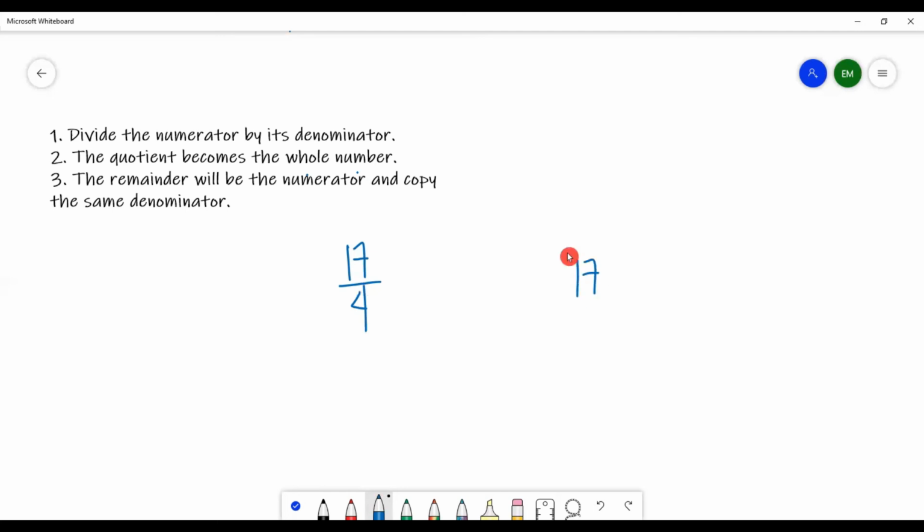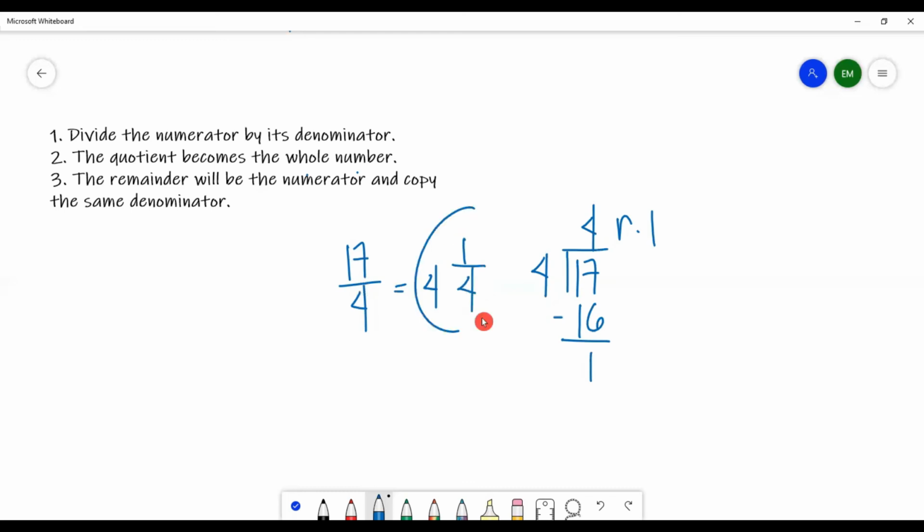We divide 17 by 4. 17 divided by 4 is equal to 4. 4 times 4 is equal to 16. 17 minus 16 is equal to 1. So we have remainder 1. The quotient becomes the whole number. And then the remainder will be the numerator. Then copy the same denominator. So we have 4 and 1/4 as our answer.